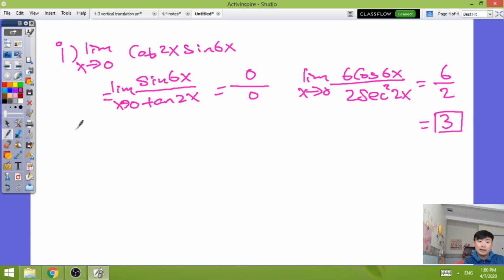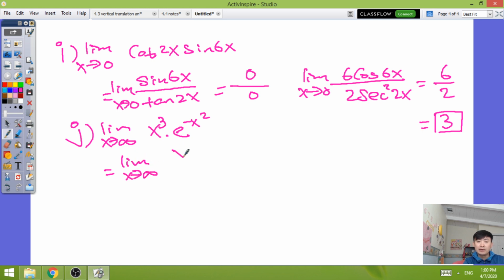And then for J, it's quite similar. Anytime you see everything listed on the top, you need to bring something down to the bottom. The best way is to convert it to the reciprocal form. This one shows the negative exponent, so it can be written as the limit as x approaches infinity of x to the power of 3 over e to the power of x squared. Instead of the negative exponent, we bring it back down to the denominator. So we got infinity over infinity, indeterminate form. So take the derivative of the top and the bottom.